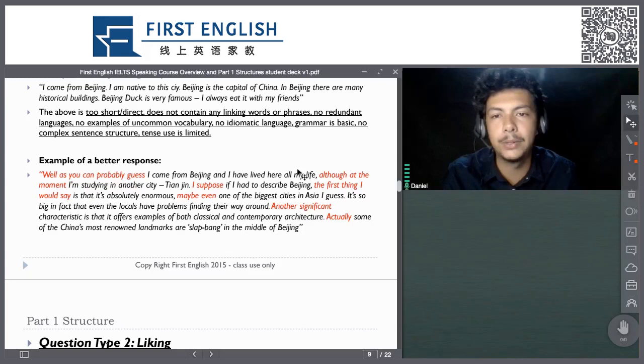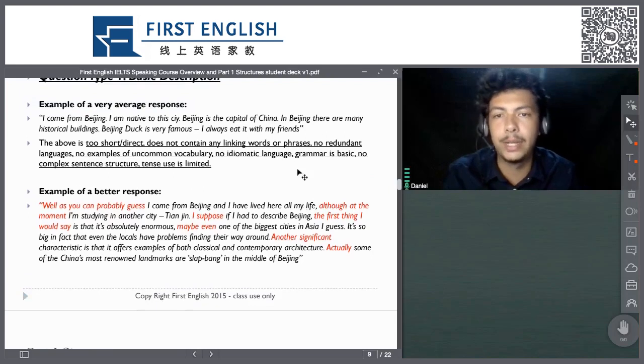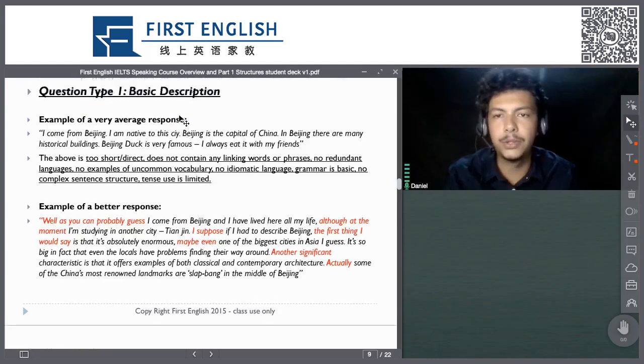So as you can see there, that answer follows the structure almost to a T, and is a much better response than the initial answer that we looked over with the simple direct sentences and so on. So again, this is just a suggested structure.